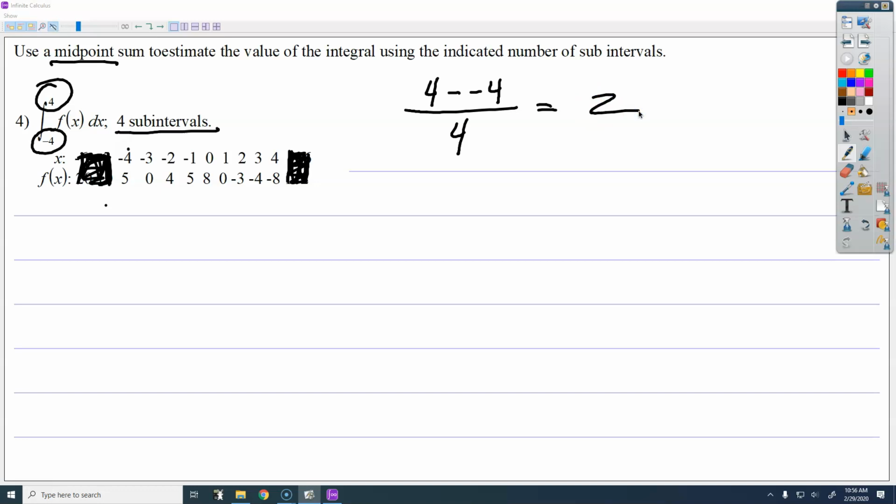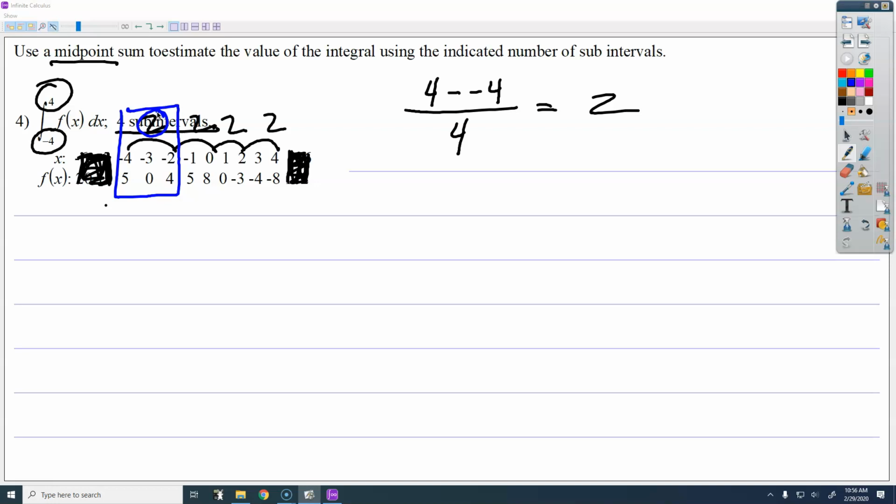So from -4, up 2 puts me here. So there's my first rectangle. Next one, 2, next one, 2, next one, 2. So I've got 4 rectangles there. Now when you're doing a midpoint sum, we're still talking about rectangles, not trapezoids. And how you do it is, this is the base, right? So you do base times height. Now what's the height though?